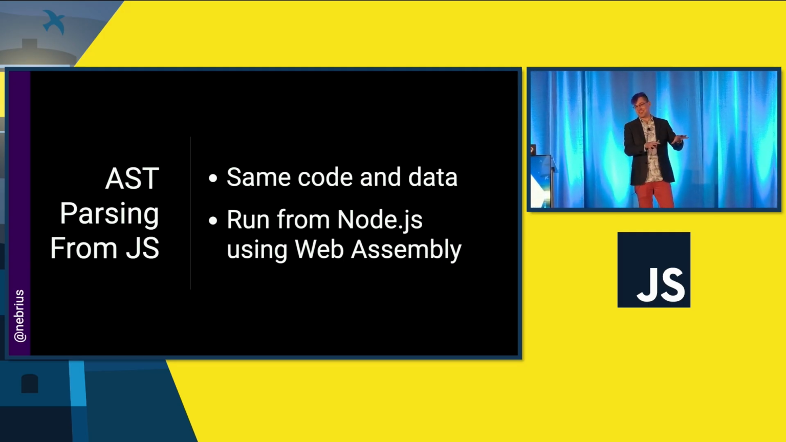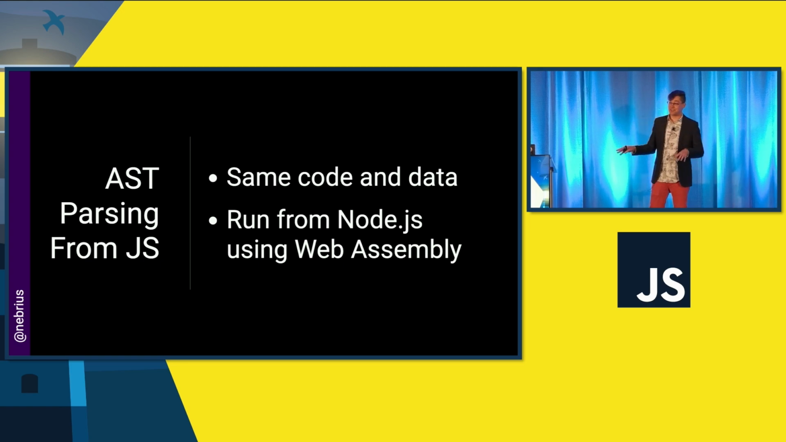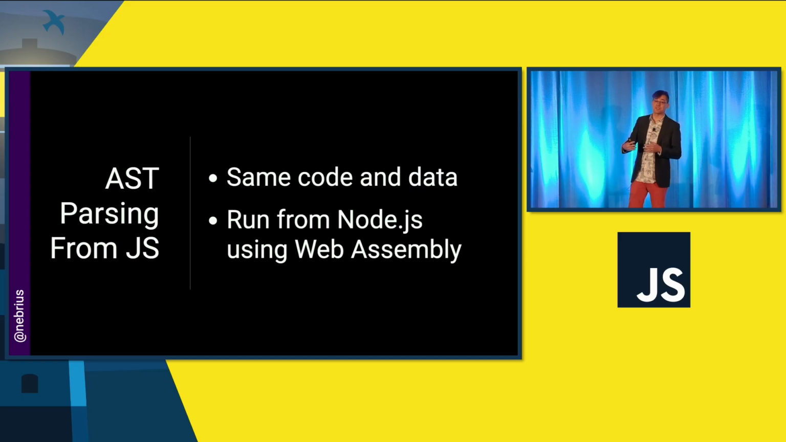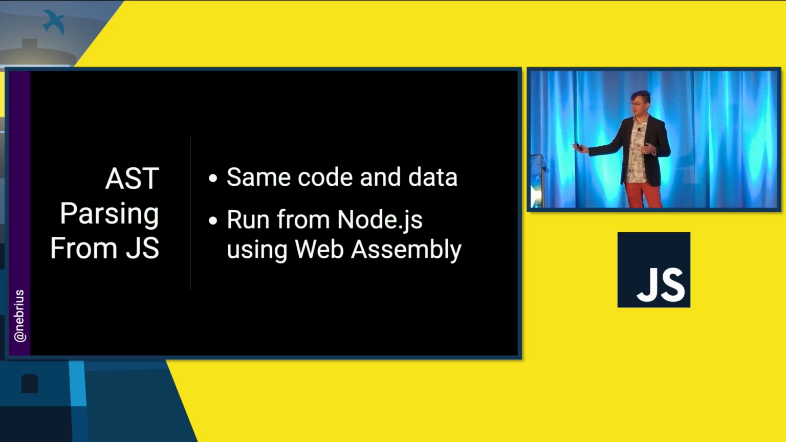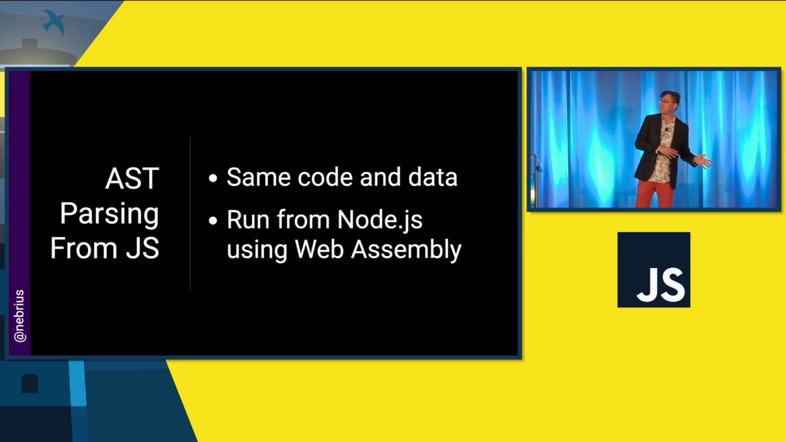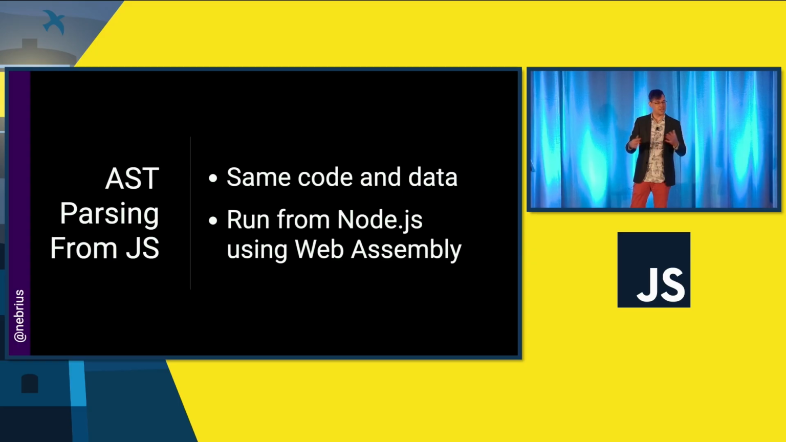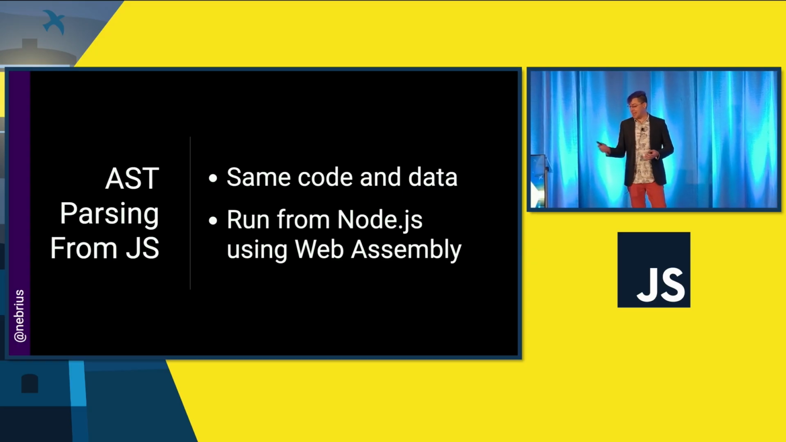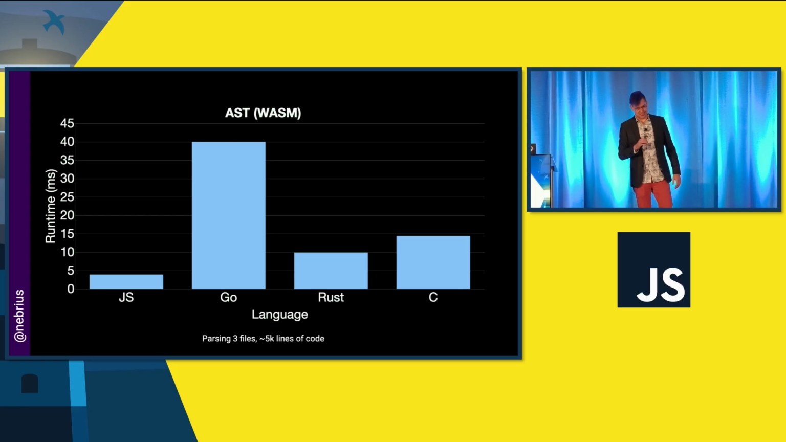But I start off in Node.js, where I have Node.js read in the file from the file system, and then passes the contents of the file as a string across the WebAssembly bridge into Go, Rust, and C, where it does the actual AST parsing. And then it sends that AST data back over into JavaScript, which is a pretty standard way of using WebAssembly, right? And the results are terrible, as it turns out.